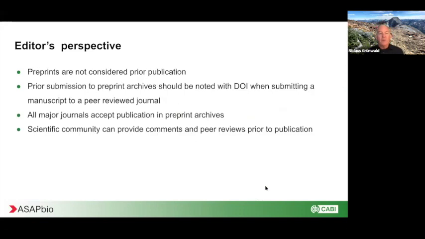From my perspective, or that perspective of most journals, preprints are not considered prior publication, and this is a really important point. If you submit a paper to a journal, you should use the DOI of the preprint when submitting it for peer review, so that the journal knows that this is available somewhere else. As far as I know, all major journals accept publication in preprint archives.